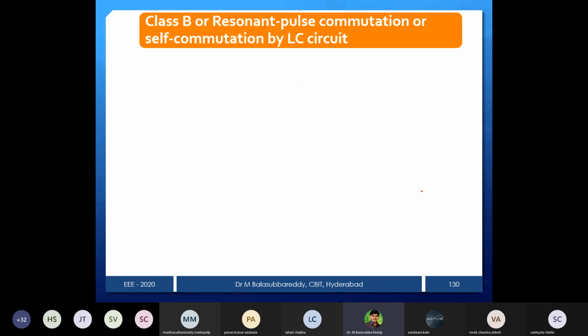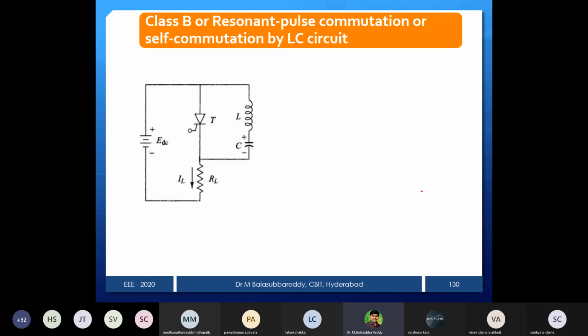Now we'll go to class B commutation, also called resonance pulse commutation, or self commutation by the LC circuit. We can see this circuit has a small modification. There is a supply VDC and then thyristor T. This is our main thyristor. You need to turn it on first, and then we'll see the waveforms, and after that, how this thyristor is going to be turned off. In all the methods, what we want to do is turn on first the thyristor which you want to commutate.